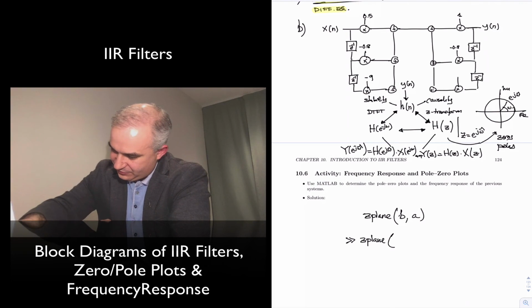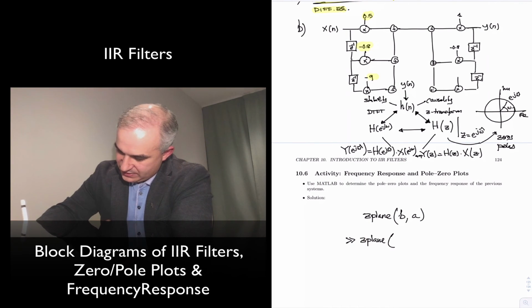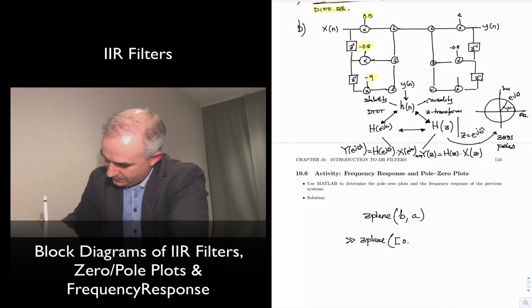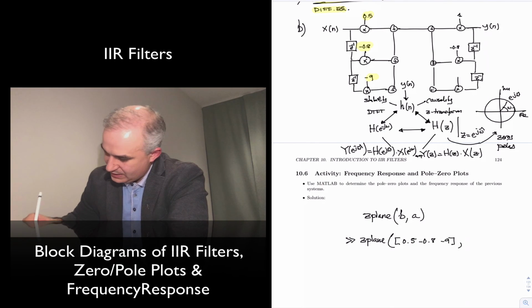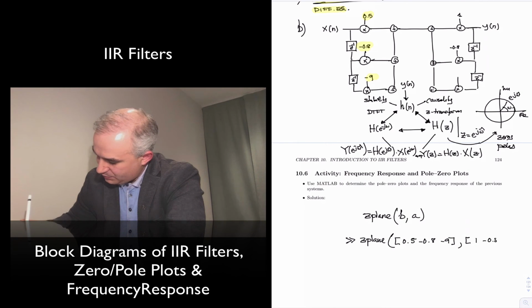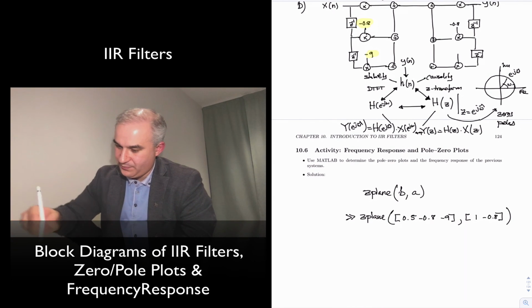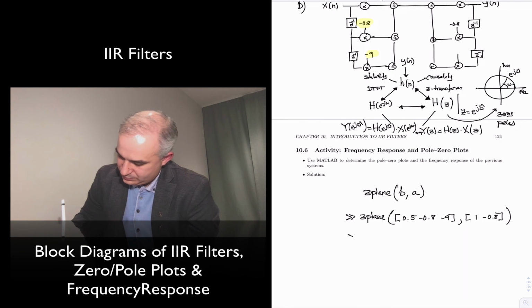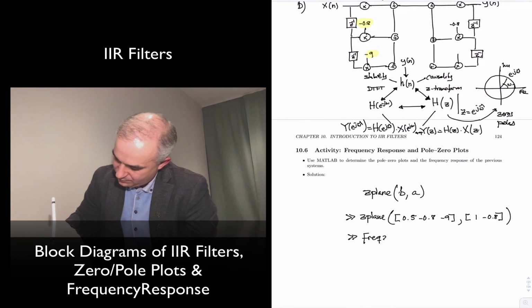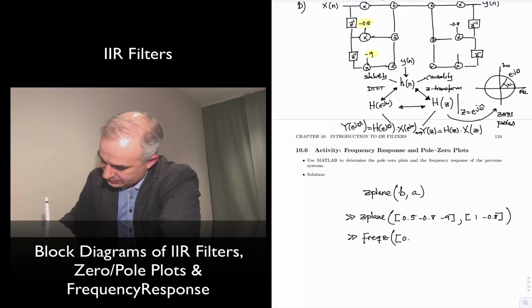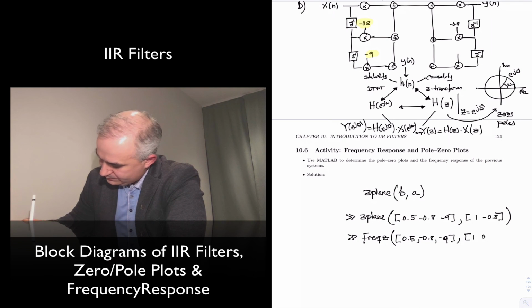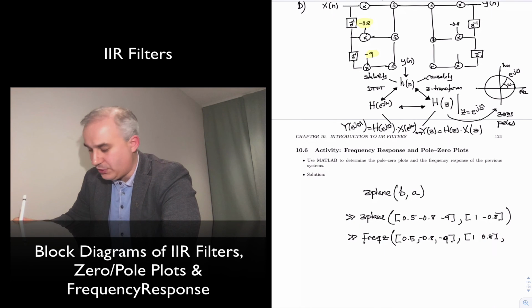What are the B coefficients? From here we can see there are these three, 0.5, 0.8, actually minus 0.9. Then we have the coefficients 1 and minus 0.8, and that will give us the zplane. This will be the zero pole plot. We could also do the frequency response using freqz with the same input, 0.5, minus 0.8, 0.9, 1, 0.8. This will be with normalized frequency. We can put how many points, like 2 to the 12.